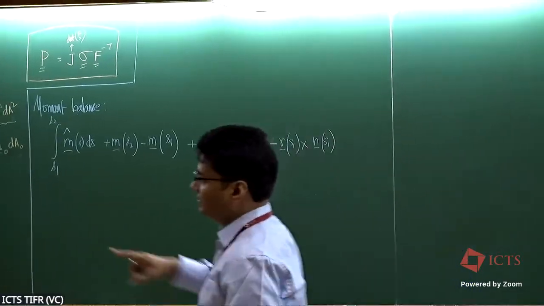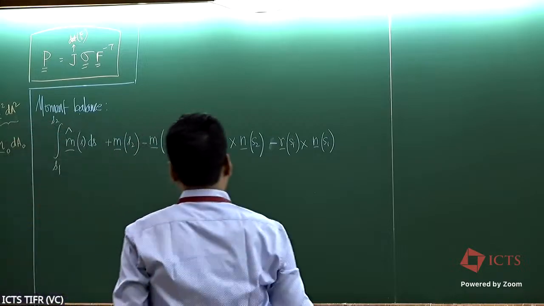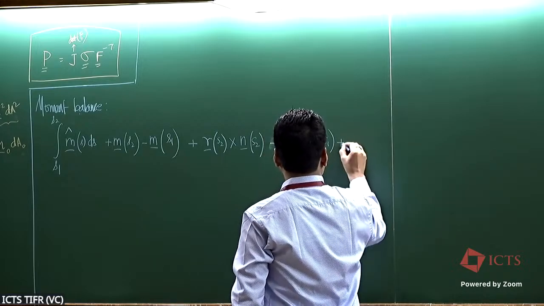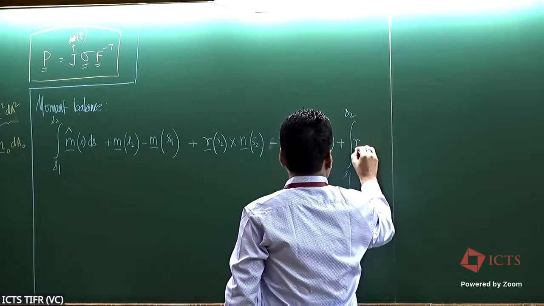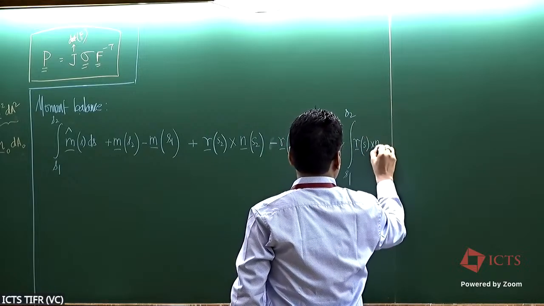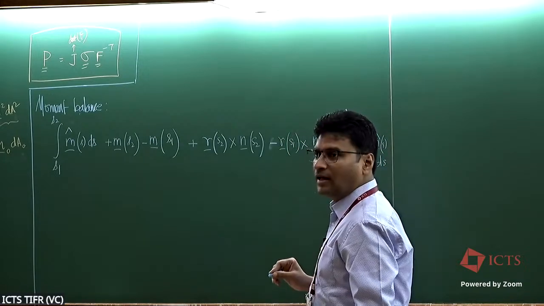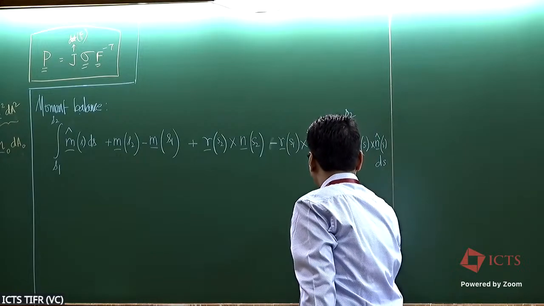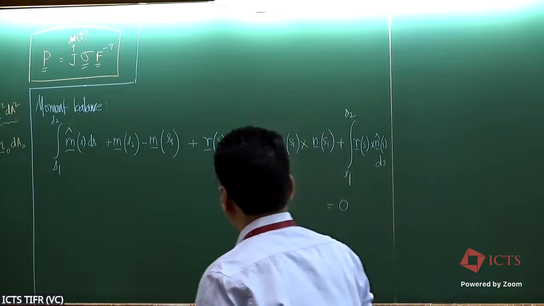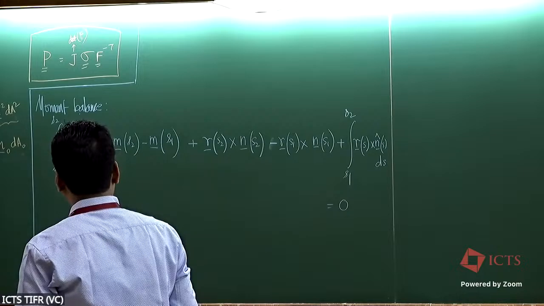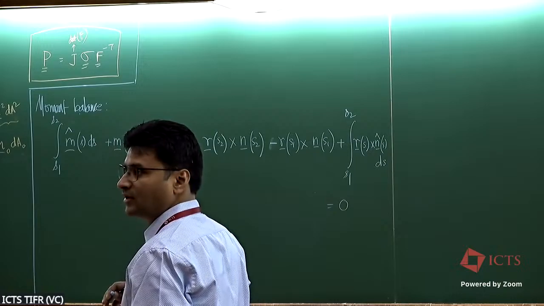And we have one more thing. Due to distributed load, that's also going to generate some moment about the origin. That's going to be plus the integration from S1 to S2 of little r of S cross n hat of S ds. And this whole thing then has to be equal to 0. Okay, so what do we do after this? This is quite challenging to work out.